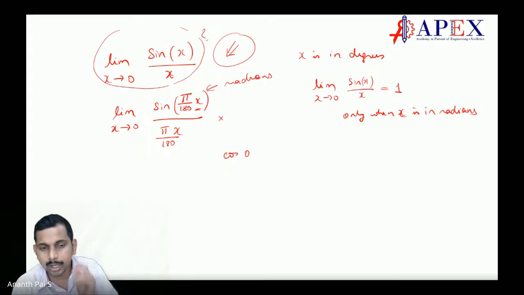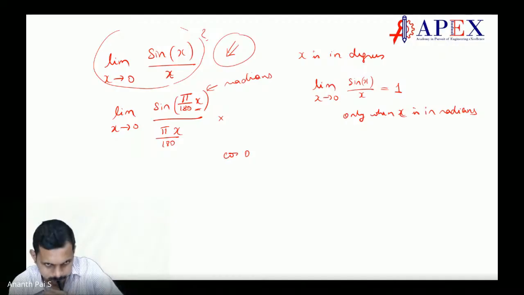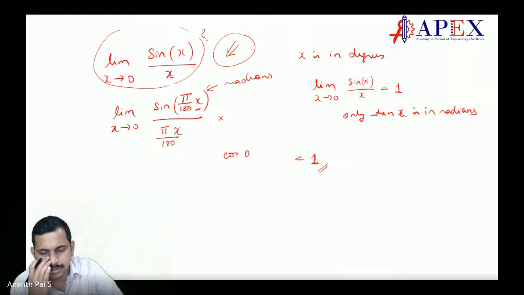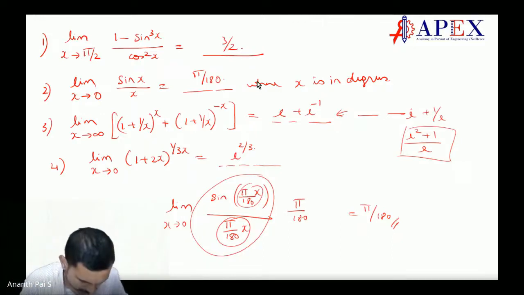But for L'Hospital's rule to be applied, it should be 0 by 0, and it is 0 by 0. And X is given in degrees. Yes, sir. Sin 0 is 0, X is 0. 0 by 0 only, right, sir? It should be 1, correct? So the answer that is given is wrong. Correct. I'll come back to that and confirm with the students. It may be wrong here. Pi by 180 may be wrong. It may be 1 directly.